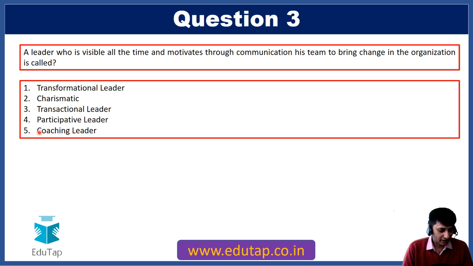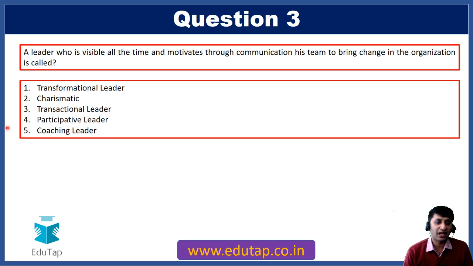So a lot of people have started answering it. I can see some people are answering it as 2, which is charismatic. Some people are answering it as 1, that is transformational leader. Shri is saying 5, Ishani is saying 4, Meera is saying 2. Well, I know that confusion here seems to be between your charismatic and transactional.